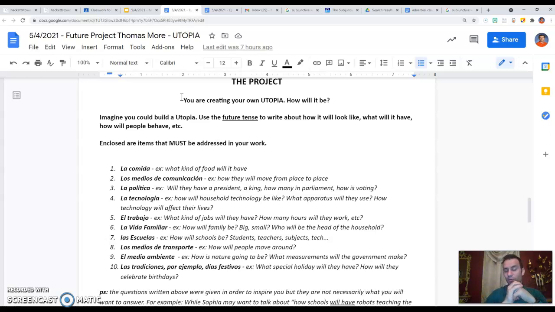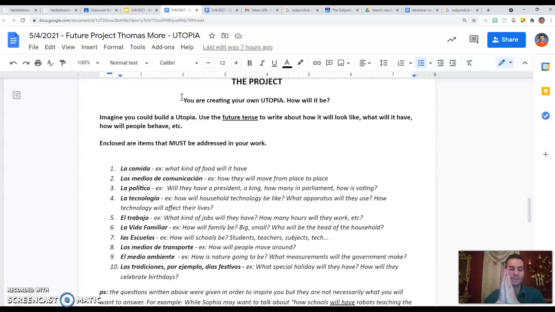For example, la comida. What kind of food they will have? Will they serve certain dishes? Okay. Los medios de comunicación. How people will communicate. Is it telepathically? Is it by Bluetooth? I mean, I don't know. It's your utopia. La política, la tecnología, el trabajo, la vida familiar, las escuelas, los medios de transporte, el medio ambiente, las tradiciones, por ejemplo, días festivos, and more.